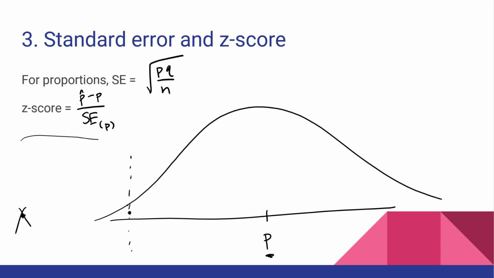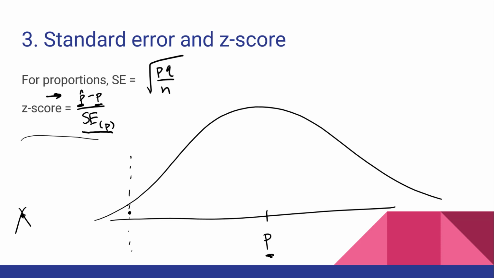So to calculate our z-score, we need three things. We need our p-hat, our p, and our standard error as listed over here. We have our p-hat as given in the question. We have our p, this is what we say p is equal to in the null hypothesis, but we do need a standard error.